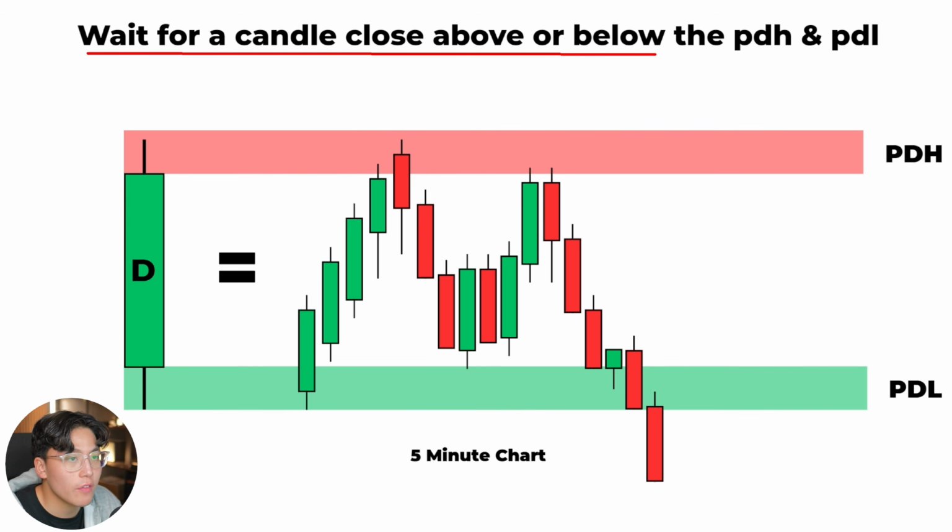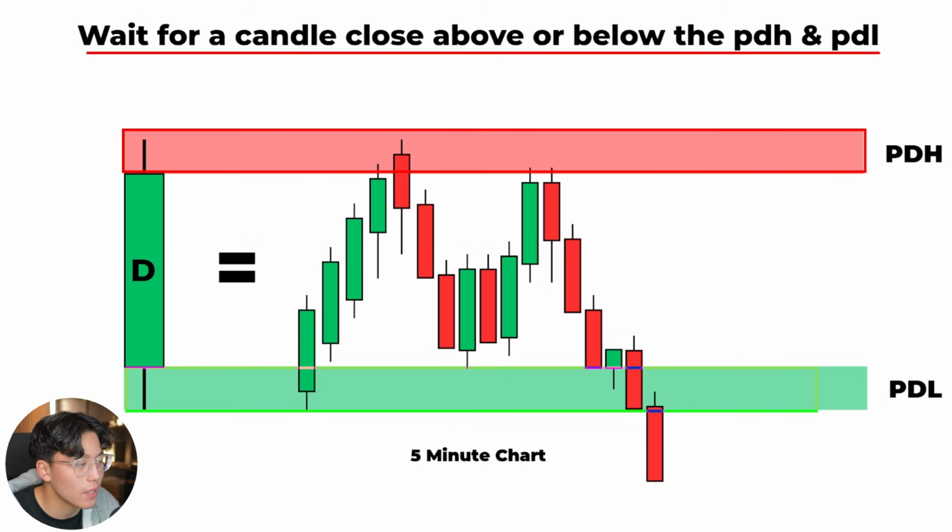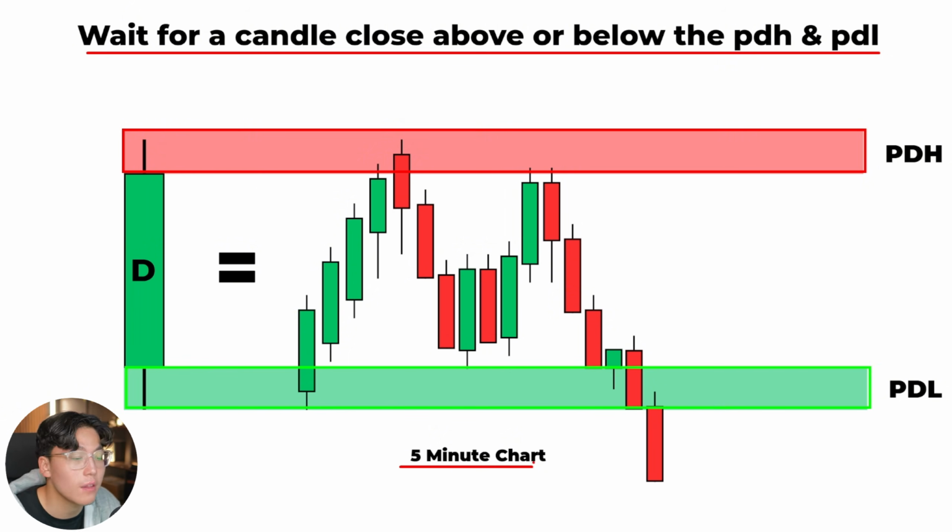The next step is wait for a candle close above or below the previous day high and low. So as you can see right here, we have the previous day high boxed in. We have our previous day low boxed in here as well. Now what we want to see is a candle close below on the 5-minute time frame. I like waiting for a 5-minute candle close below these key levels. If you want extra confirmation, you can go on to the higher time frames.